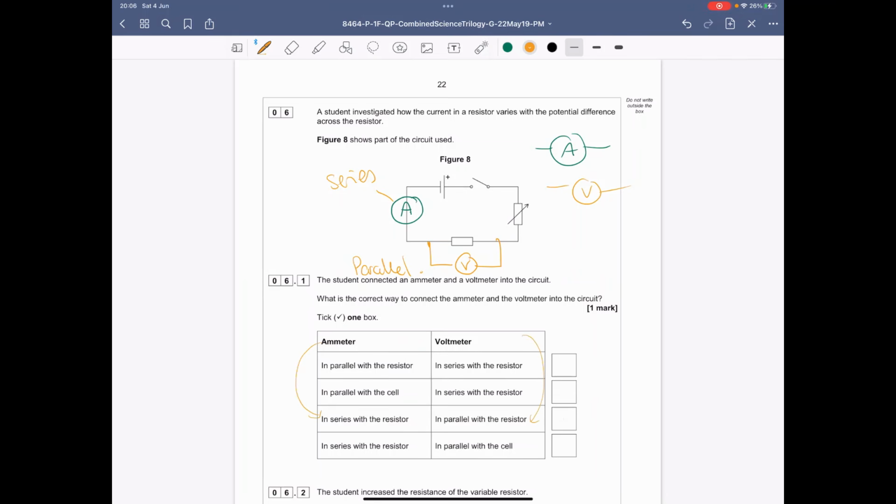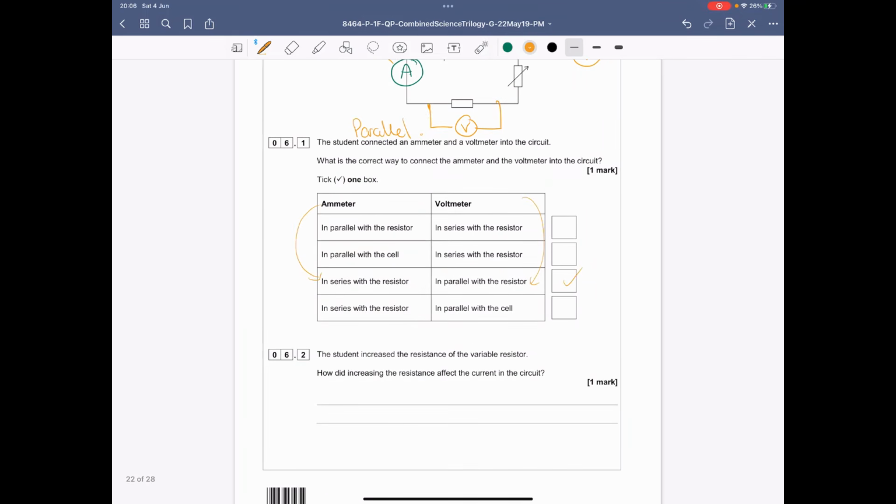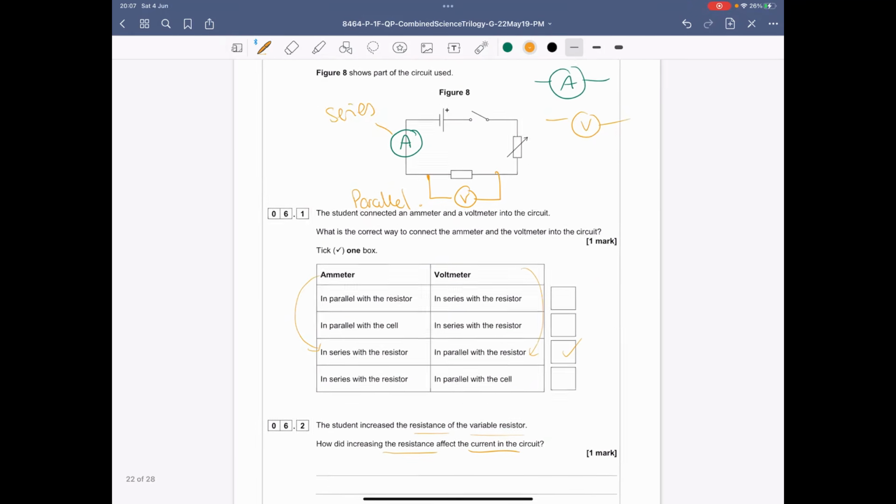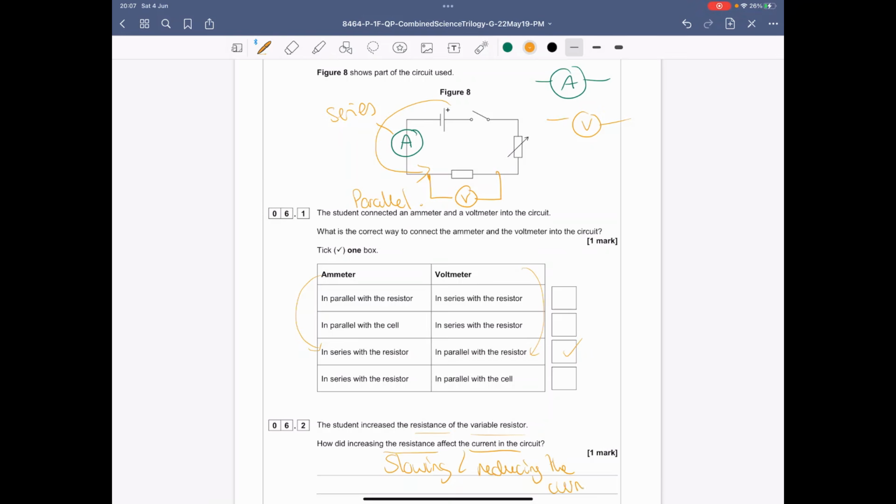a voltmeter in parallel. The student increased the resistance of the variable resistor. How did increasing the resistance affect the current in a circuit? So your current is your flow of electrons going round and round. The resistance is the opposing force trying to slow them down. If you are increasing the resistance, then therefore you would be slowing or reducing the current, because you're making it harder for those electrons to go round the circuit.